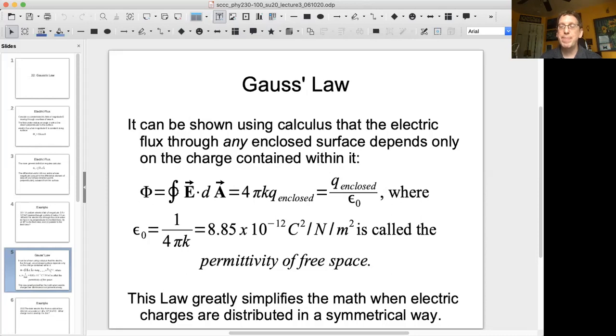And it also doesn't depend on where inside the surface the charges are distributed, whether it's a point in the middle, whether it's uniformly distributed throughout, whether it's some sort of random distribution. It totally doesn't matter. And an equivalent way of writing this is, instead of 4 pi k times the enclosed q, you can write it as q enclosed divided by epsilon naught. So we're introducing a new constant, epsilon naught, which is equal to 4 pi k. And epsilon naught is equal to 8.85 times 10 to the negative 12 Coulomb squared per Newton meter squared.